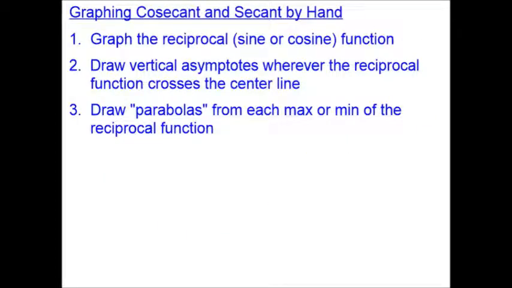Things to do as you're graphing cosecant or secant by hand: first of all, we're just going to graph the reciprocal function. Then, as I was saying, we're going to draw vertical asymptotes wherever we hit our center line. Please keep in mind that it is the center line, not necessarily the x-axis, because if we had some kind of vertical shift, then the center line is no longer on the x-axis. So please keep that in mind as you do this. And then we're going to draw, and I know they're not exactly parabolas, but I think that's our best descriptor right now, parabolas for each max or minimum of the reciprocal function. So at the tops and bottoms, the crests and the troughs, we just throw in some parabolas, and we've got a complete graph.